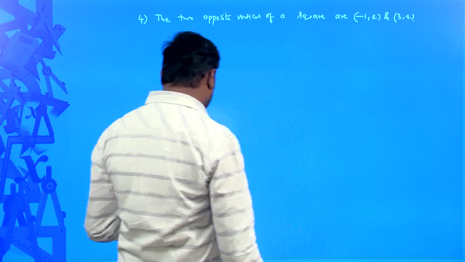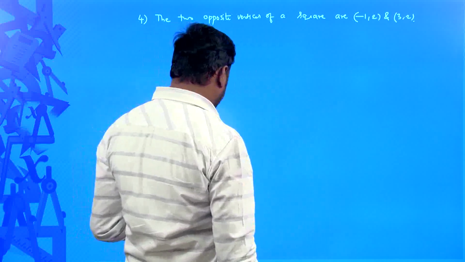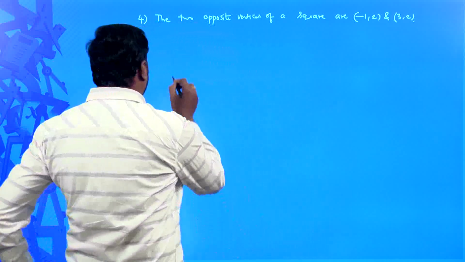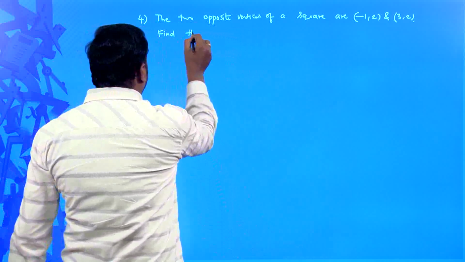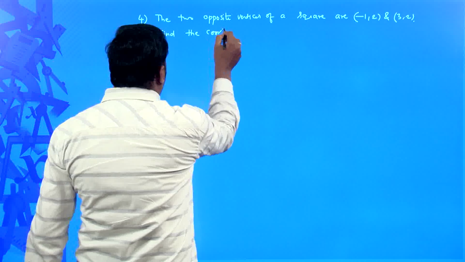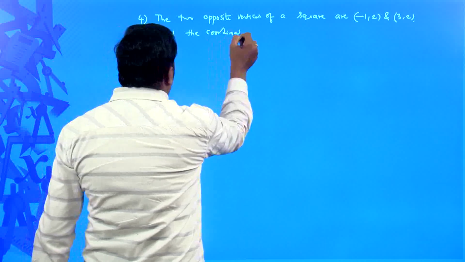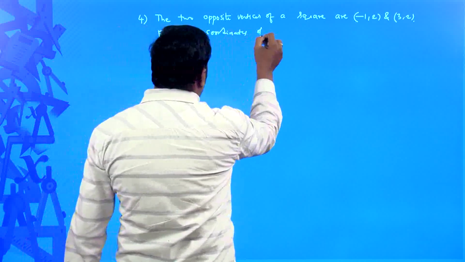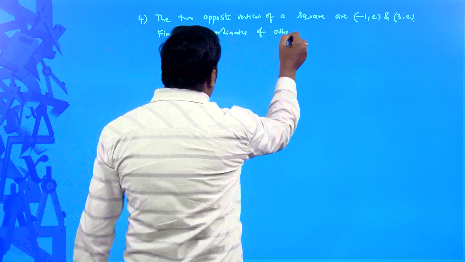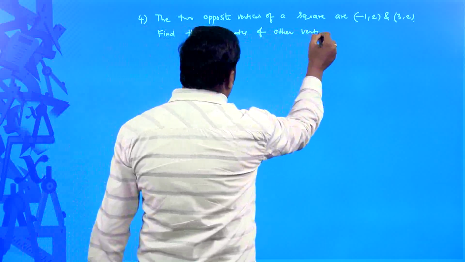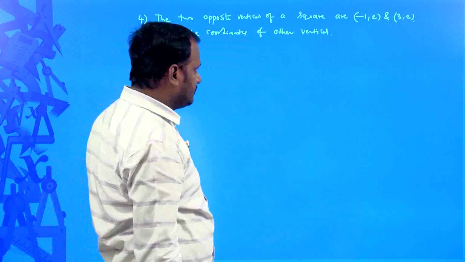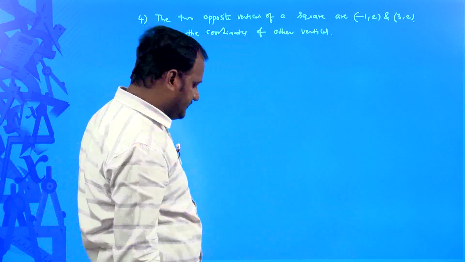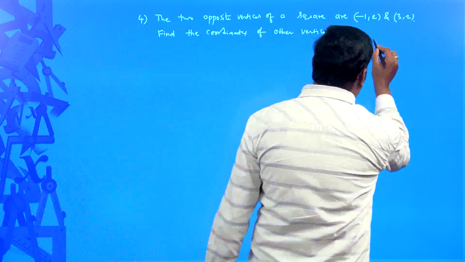So what are you asked here? You are asked to find the coordinates of the other two opposite vertices. So in order to find out the other two vertices of a square, first of all you will have to draw a rough figure here.